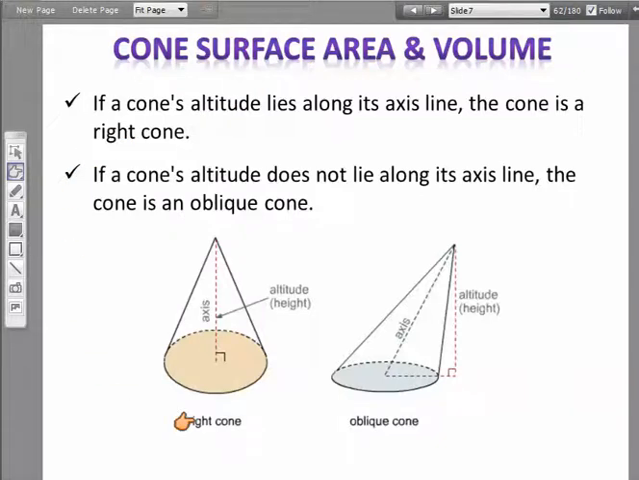This is just explaining what a right cone is, that the altitude line is along its axis line. Then over here, look how your axis is all slanted. So you can't use that as the height. You have to go from the vertex perpendicular to the base to figure out your height.